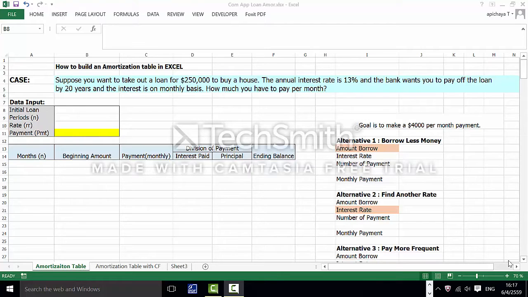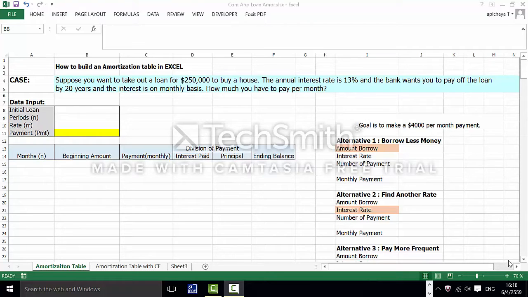Therefore, we have to know the relationship between the interest rate and loan life. In this lesson, we are going to use the amortization table to show how the interest rate can affect the payment. An amortization schedule shows the distribution of loan payments between principal and interest throughout the entire term of a loan. Okay, let's get started with an example case.